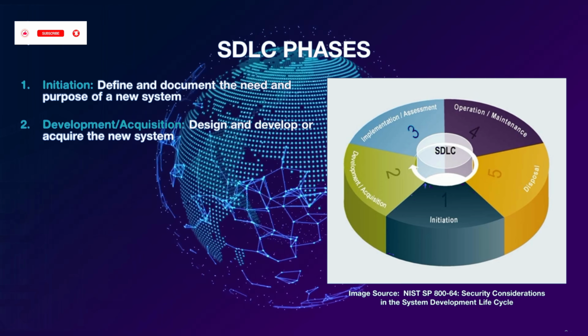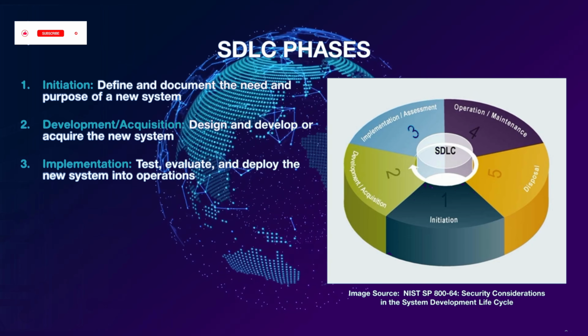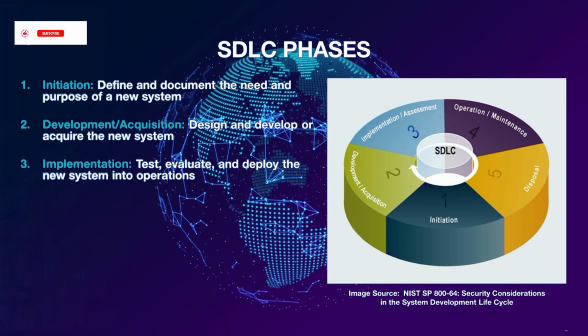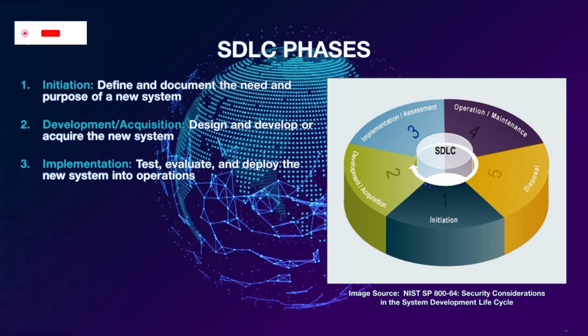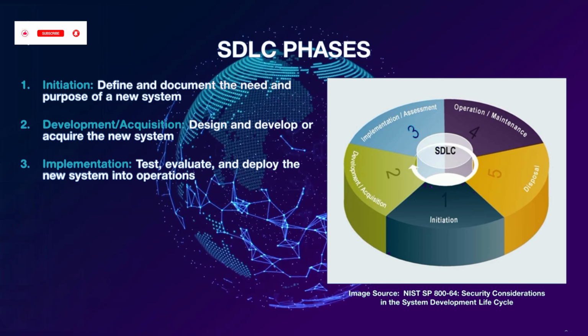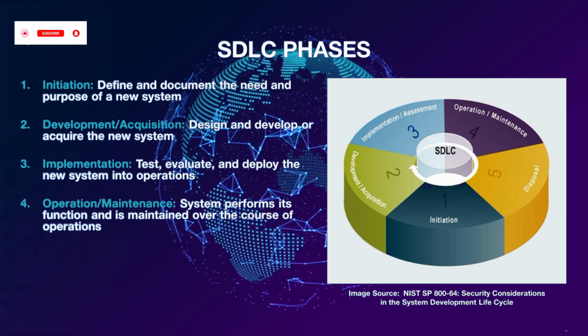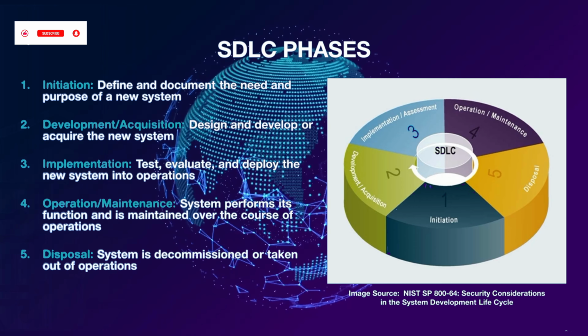Then phase 3 is implementation. This is where we are going to test, evaluate and deploy the new system or the new software into operations. And once it's deployed, we move into phase 4, which is operation and maintenance, also called O&M. This is when the system or the software product is performing its function and it's maintained over the course of operation. And finally, we get to phase 5, which is disposal. This is when we are going to decommission the system or the software and take it out of operation.